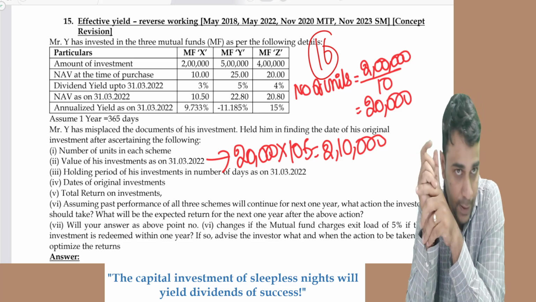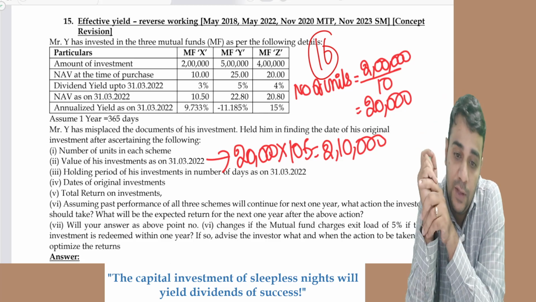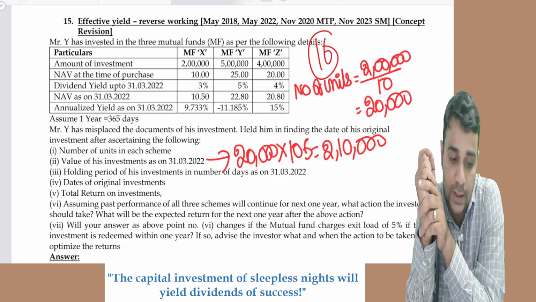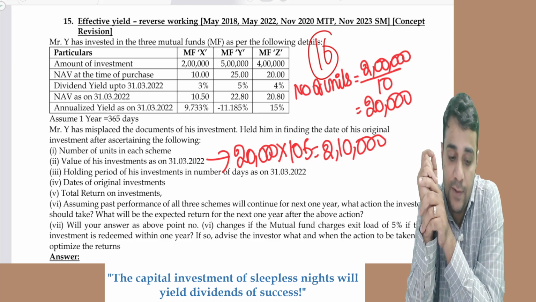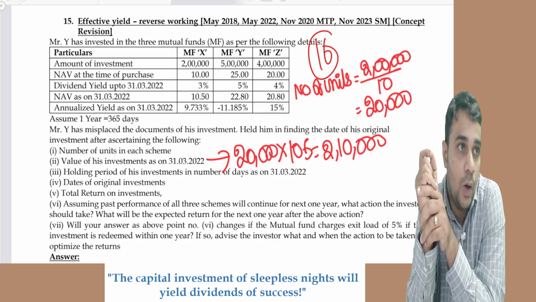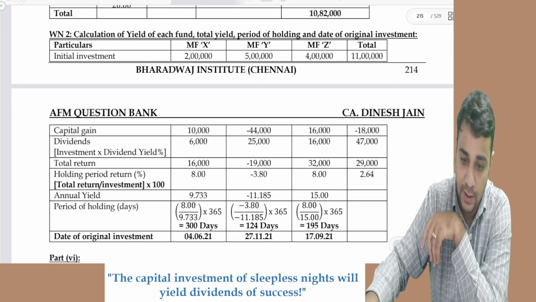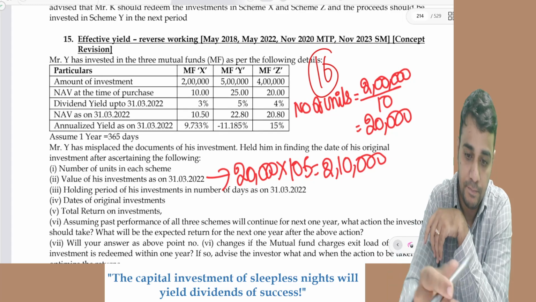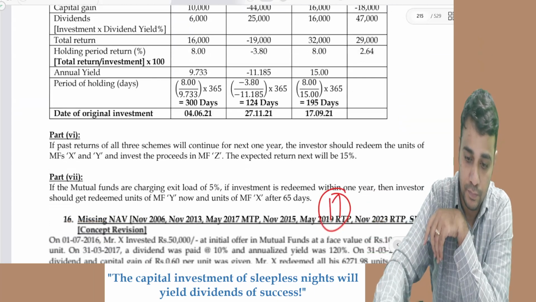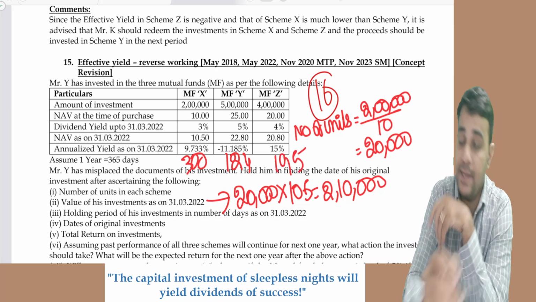Then comes the next surprise element. Will your answer to point 6 change if the MF charges an exit load of 5% if the investment is redeemed within 1 year? Now I need certain numbers to do this, so I look at certain numbers from here: 300, 124 and 195.